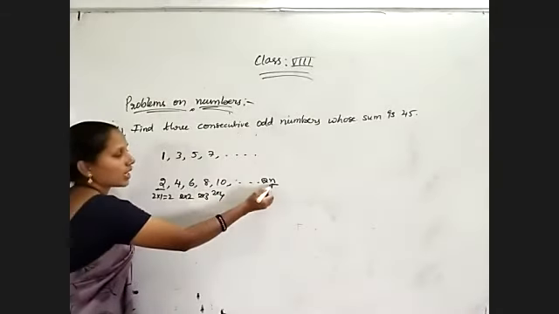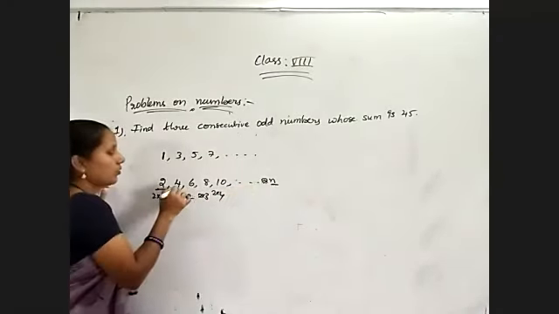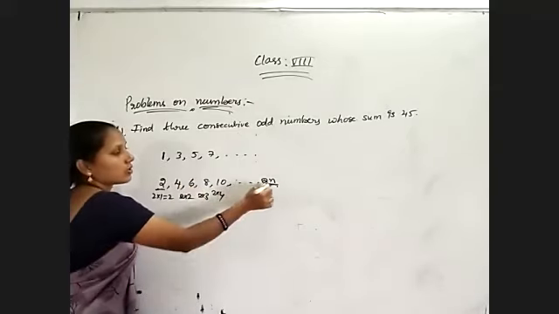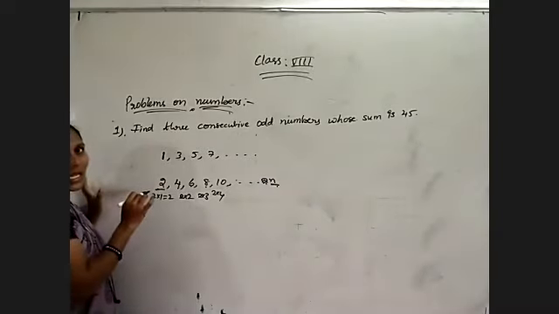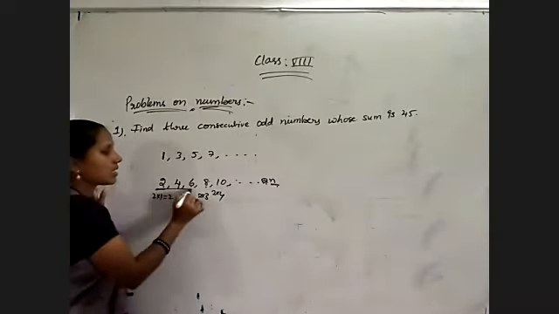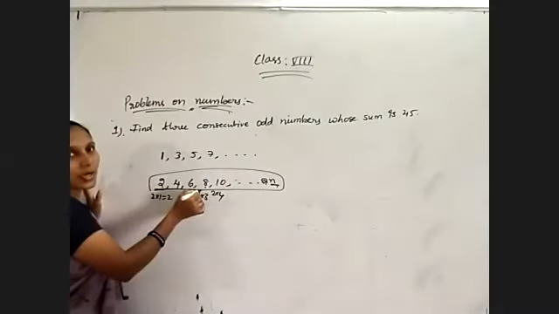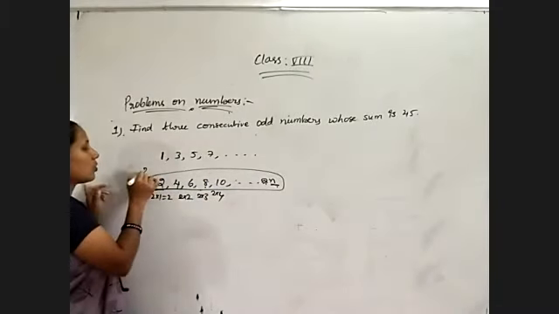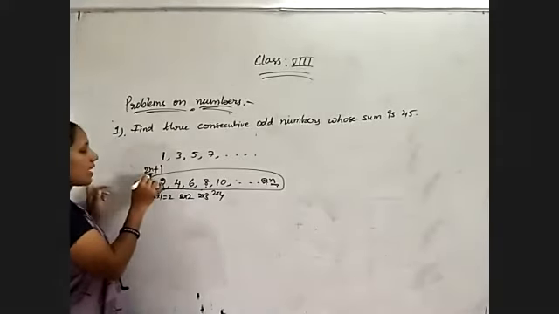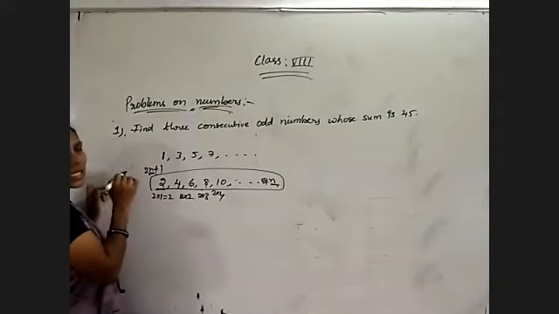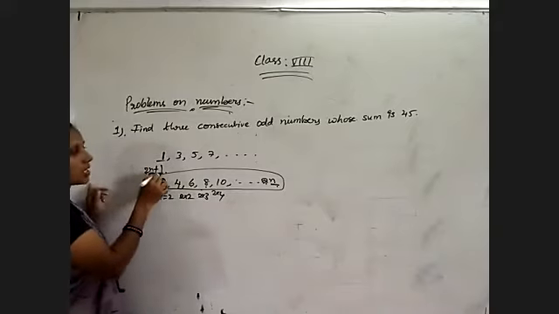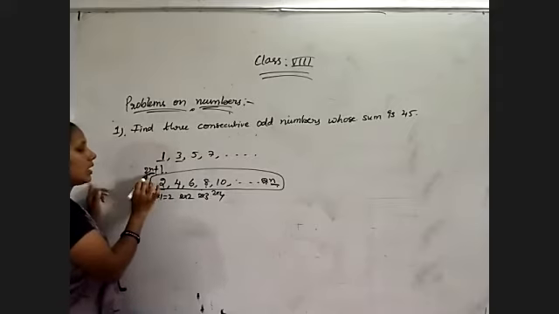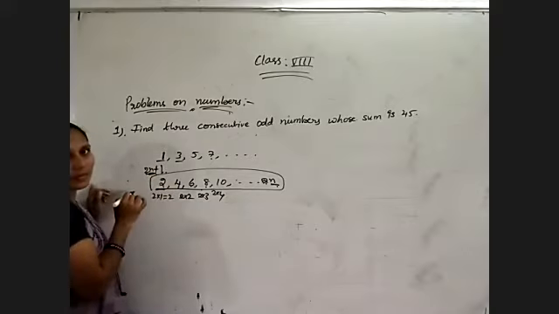So 2 into 1 is 2, 2 into 2 is 4, 2 into 3 is 6, 2 into 4 is 8. Like that, you have already studied patterns in algebraic expressions. So what is the nth pattern of this even sequence? 2n. For odd numbers, 2n plus 1. If n is 0, 2 into 0 is 0, 0 plus 1 is 1. When n is equal to 1, 2 ones are 2, 2 plus 1 is 3. If n is equal to 3, 2 threes are 6, 6 plus 1 is equal to 7.